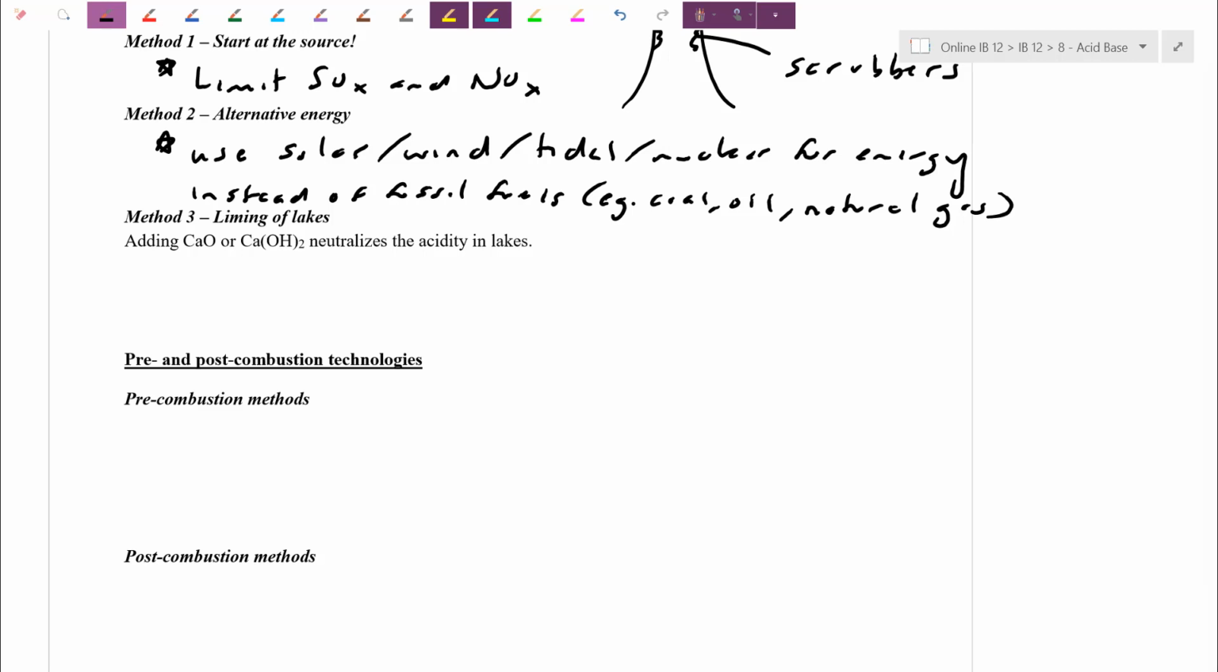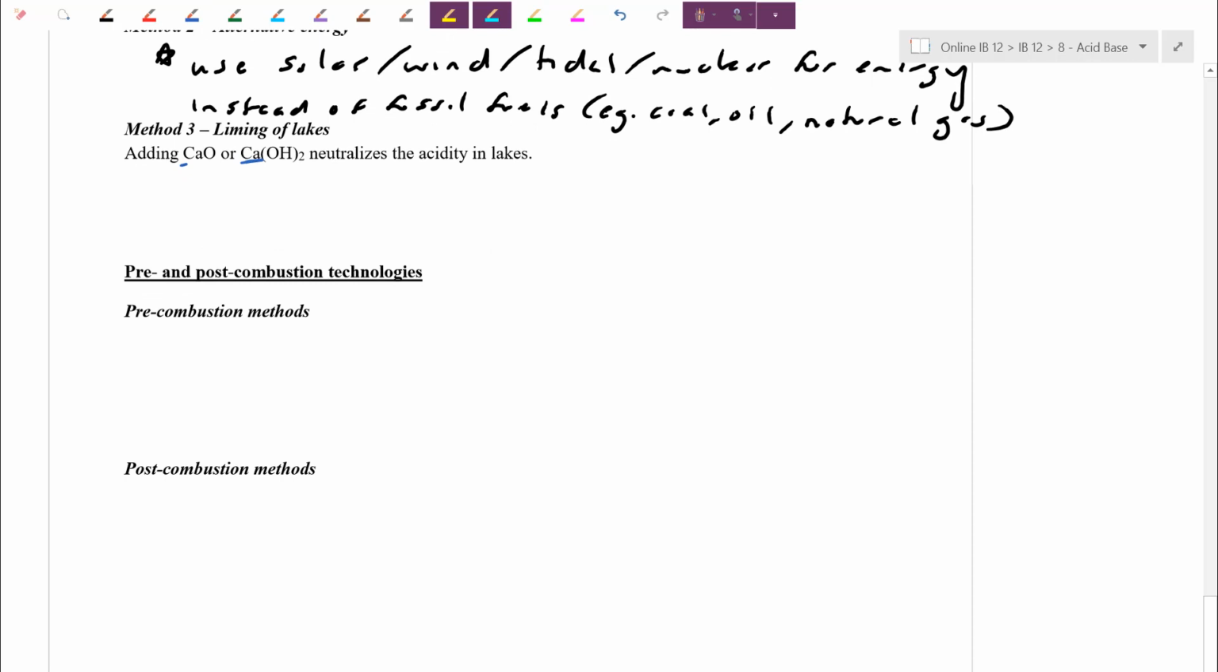We can also, especially, again, the acid rain is already formed, right? We now have very acidic lakes and acidic bodies of water. What you can do is start throwing in metal oxides or metal hydroxides here. These directly add bases to neutralize the acid. So let's say CaO reacts with sulfuric acid, and this ends up becoming calcium sulfate and water.